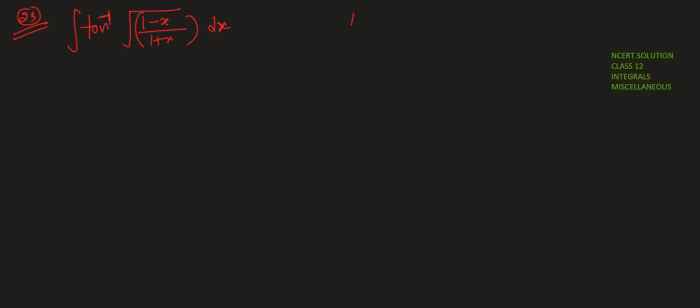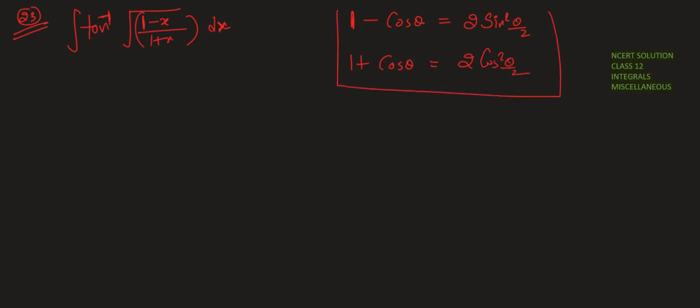In inverse trig, wherever you see 1 with anything, always think of this formula: 1 minus cos theta or 1 plus cos theta. So what is 1 minus cos theta? It is 2 sin square theta by 2. And this is 2 cos square theta by 2. We always use this whenever there is something with 1.